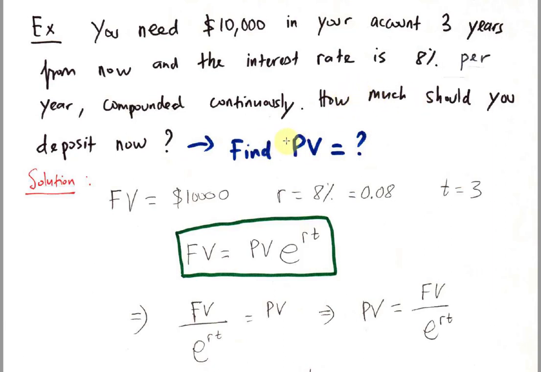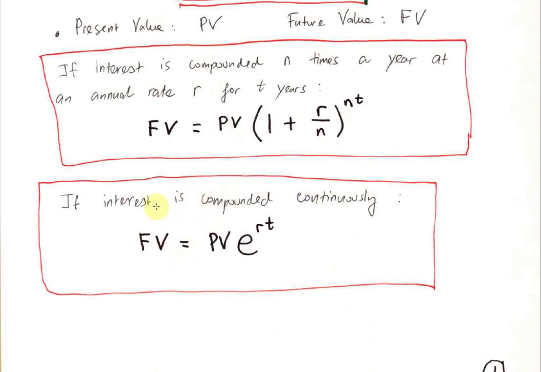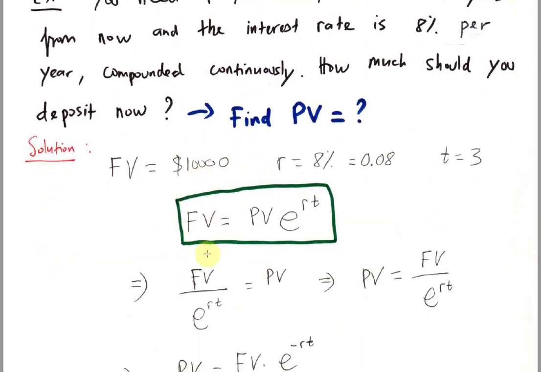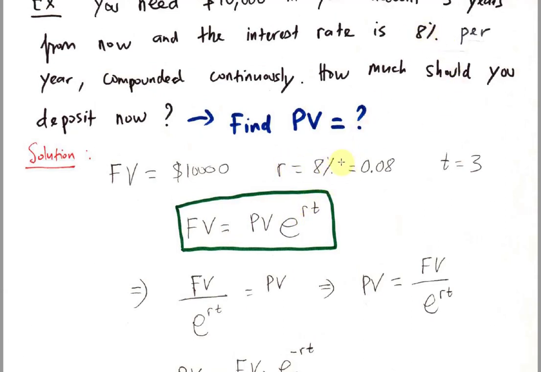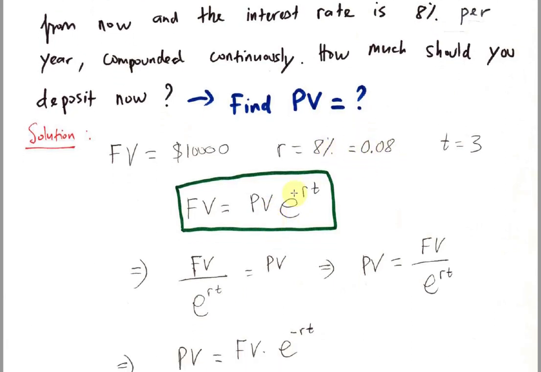That means they ask you how much is the present value, given the future value $10,000 in 3 years, and the annual rate is 8% per year, compounded continuously. So from the last discussion, we know that if the interest is compounded continuously, we have this formula: FV equals PV e to the RT. R is the annual rate. In this case, it's 8%, so 8% in decimal is 0.08.